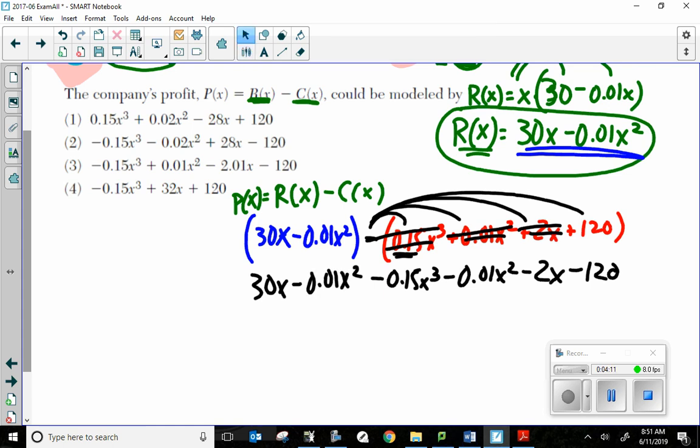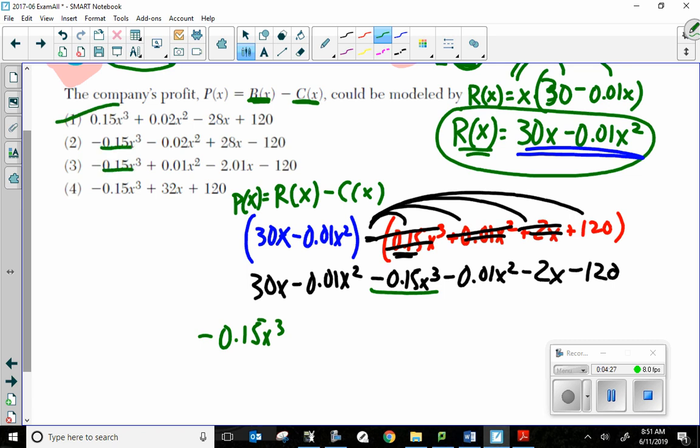And now we're just combining like terms. I see one term that has an x cubed in it. It's going to start with negative 0.15x cubed. It's not 1. These three all start with that. My second thing is x squared. I have a negative 0.01x squared and a negative 0.01x squared, so negative 0.02x squared. The only thing that has that next is this right here. That's your answer. It can't be these. Just for fun, let's finish this problem off.